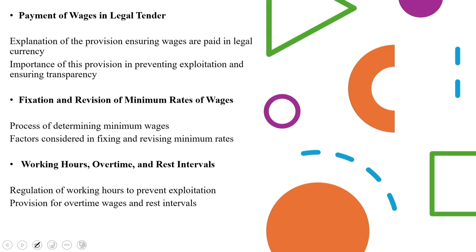When you are looking into payment of wages in legal tender, please note the explanation of the provision ensuring wages are paid in legal currency, the importance of this provision in preventing exploitation, and the critical transparency associated with it. When you also look into the fixation and revision of minimum rates of wages, please note it is the process of determining minimum wages. It is the method by which the minimum wage is fixed. Factors considered in fixing and revising the minimum rates are typically the most critical aspect.